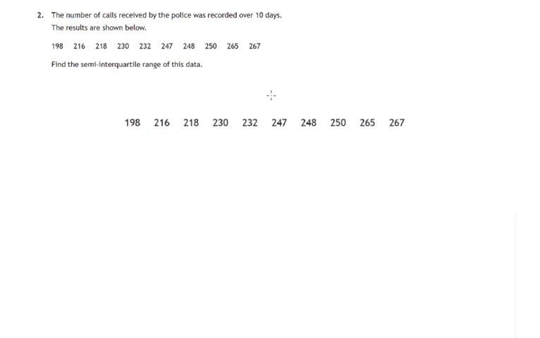Now there's 10, so the middle value doesn't exist. But if there are two middle values, you'd average them. Take the value halfway between them. And that value is called the median.